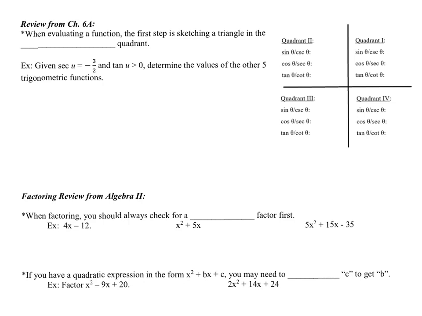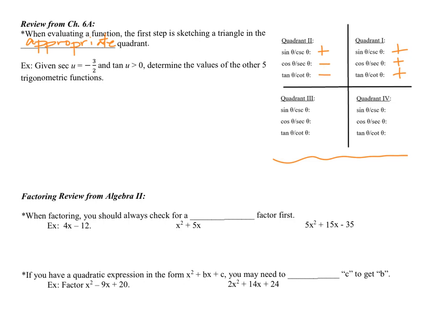When evaluating a function, the first step is sketching the triangle in the appropriate quadrant. Now we did work with this back in chapter 6a. We're going to do the same kind of work in chapter 7. So I brought back this chart over here on the right. Remember in quadrant 1, all 6 trig terms are positive. But in quadrant 2, only sine and cosecant are positive. The other 4 are negative.